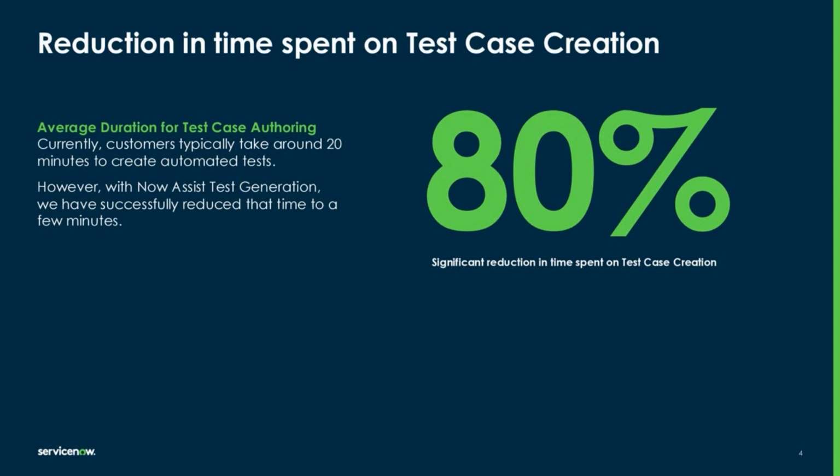From our tests and our research in the background, and we have some programs with customers where we released this prior to releasing it publicly, we found that this reduced the time spent on test creation by about 80%. We're talking about going from spending 20 minutes initially on authoring ATF tests to now spending less than a few minutes to create your ATF test, regardless of the number of test steps you're going to use.